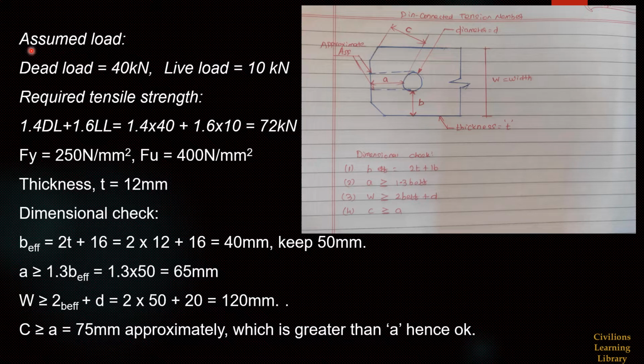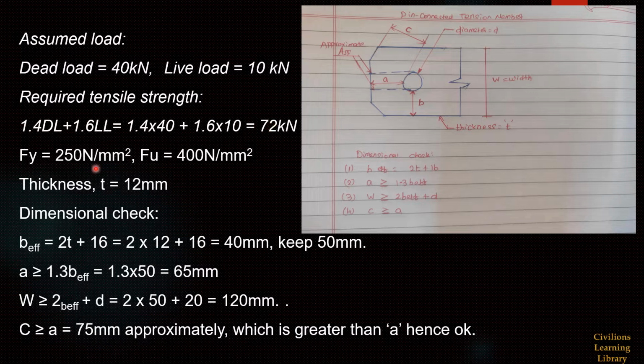For this connection, first we will assume the load. We are assuming that dead load is 40 kilonewton and live load is 10 kilonewton for this particular connection. As per LRFD, we have to factor the values: for dead load 1.4 and for live load 1.6. So 1.4 into 40 plus 1.6 into 10, we are getting 72 kilonewton. So we have to check this connection is okay for this 72 kilonewton.